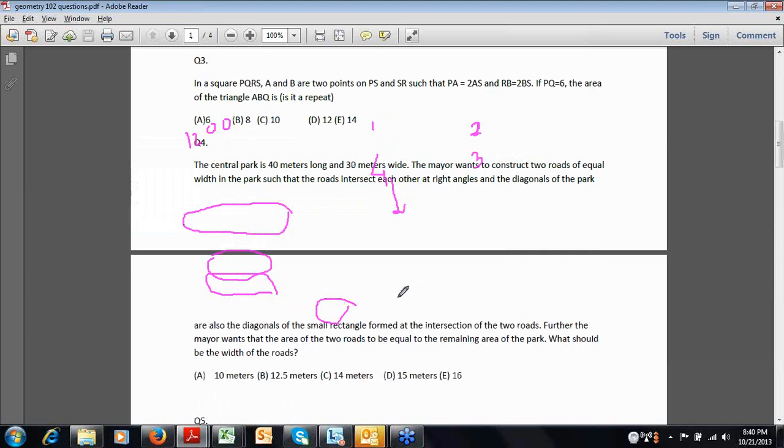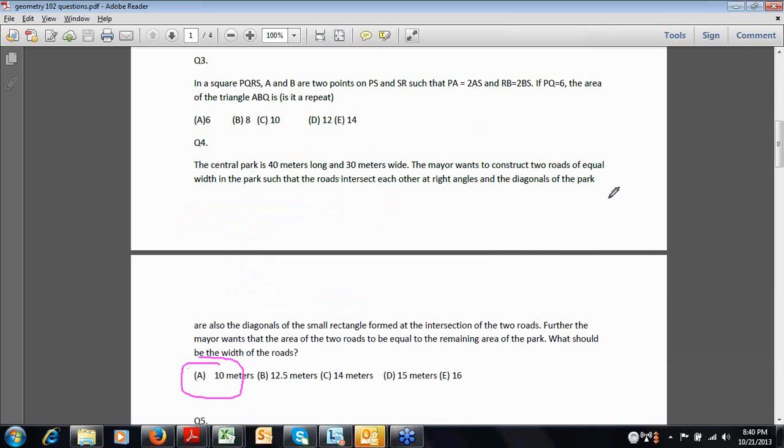We have option A as 10 meter. So we'll go ahead and mark option number A. If you have any questions or if you have any doubts, so you can ask. Prakash has got it right. Vinal has got it right. So let's go ahead with question number 5.